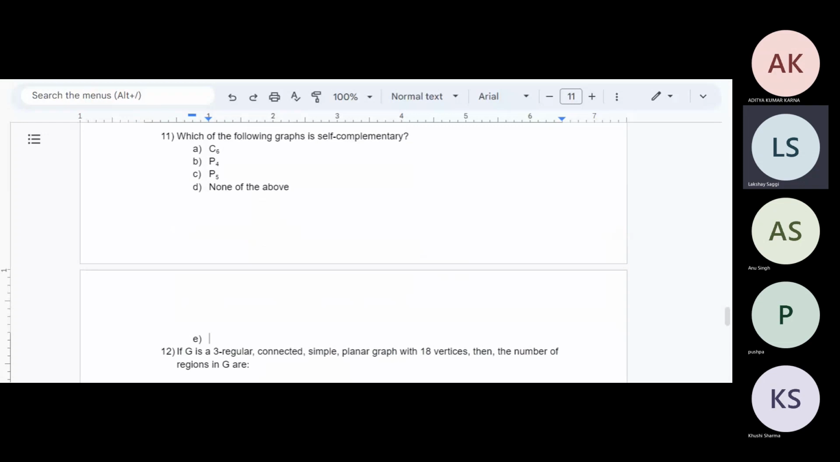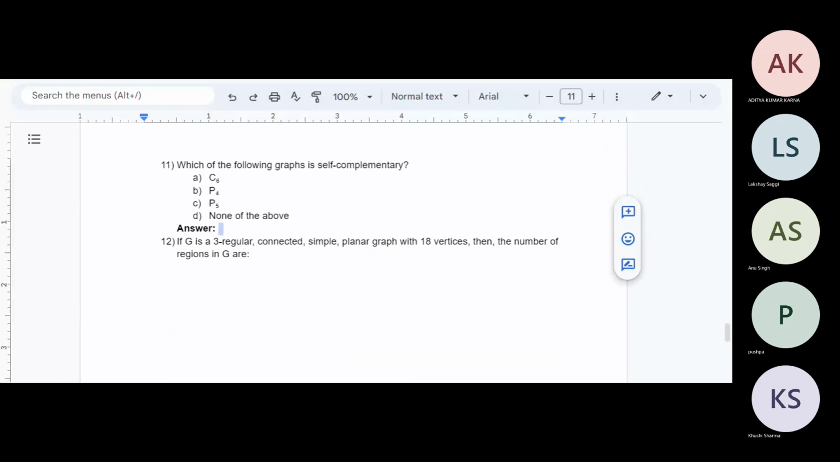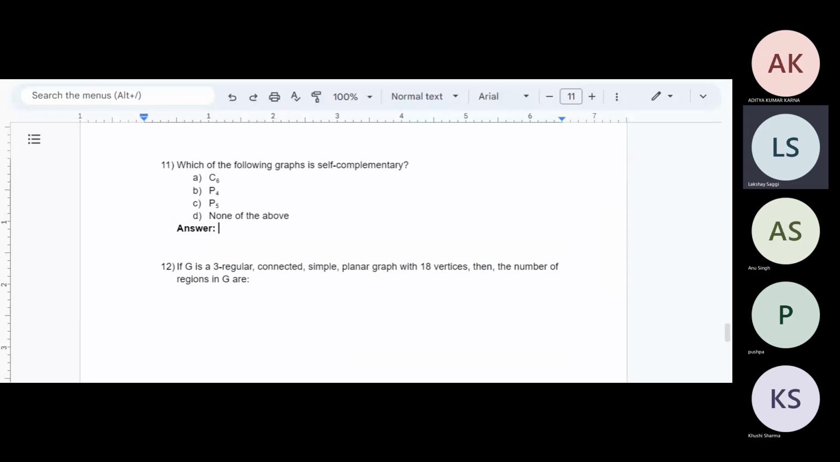So let's come to the 11th question then. Okay, maybe I'll just put the whole question on the next page. Okay, last two problems. Which of the following graphs is self-complementary? I think this was a bit of an interesting question. Which of the following graphs do you think is self-complementary?